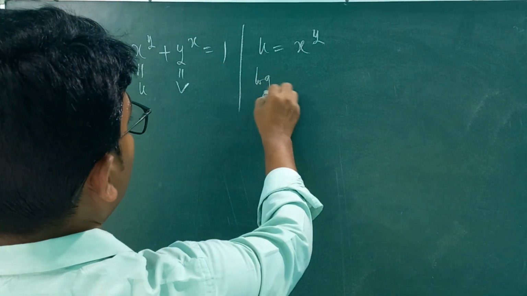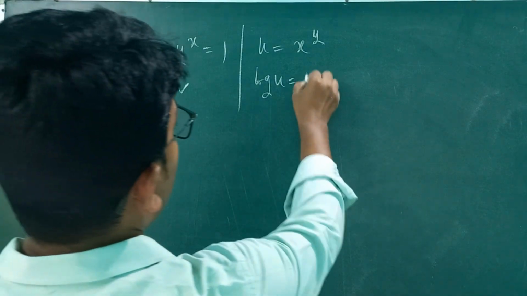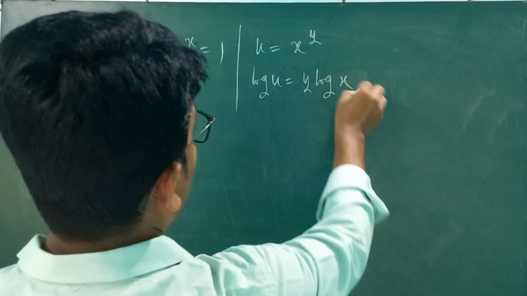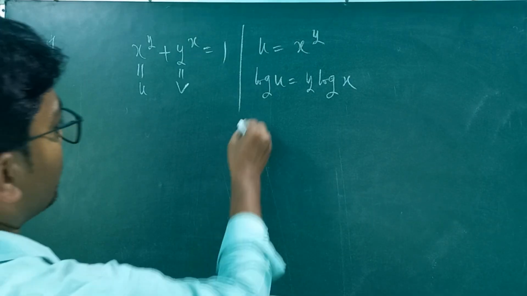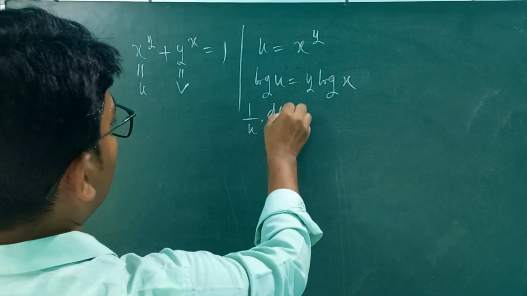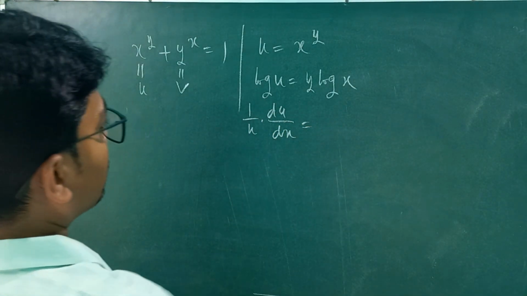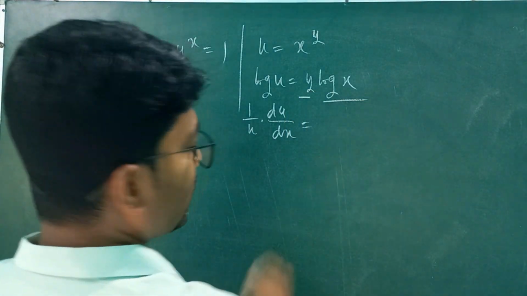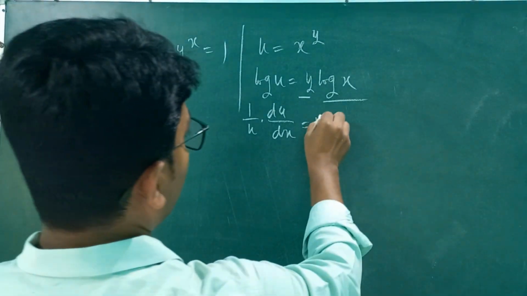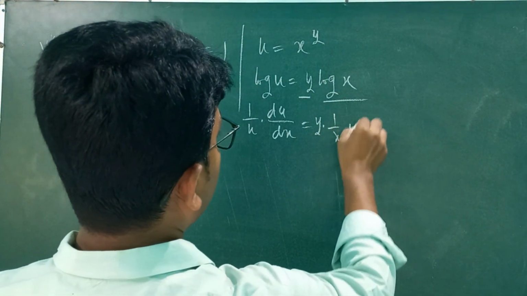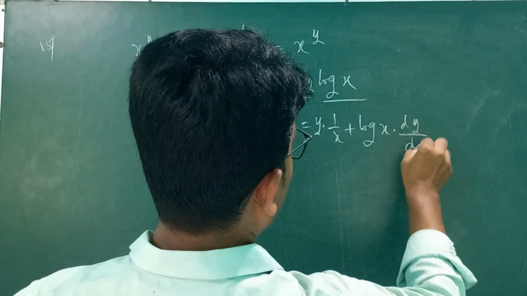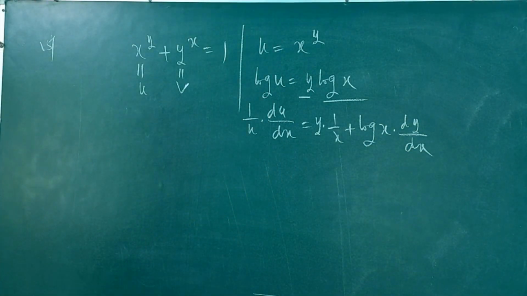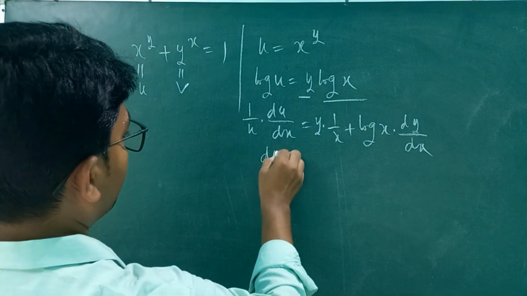Take log, that is log u. Log u equal to y log x. Now you can take the derivative. What is the derivative? 1 by u du by dx equal to, this one is the u by v rule, y constant 1 by x, log x constant dy by dx. So what is dy by dx?